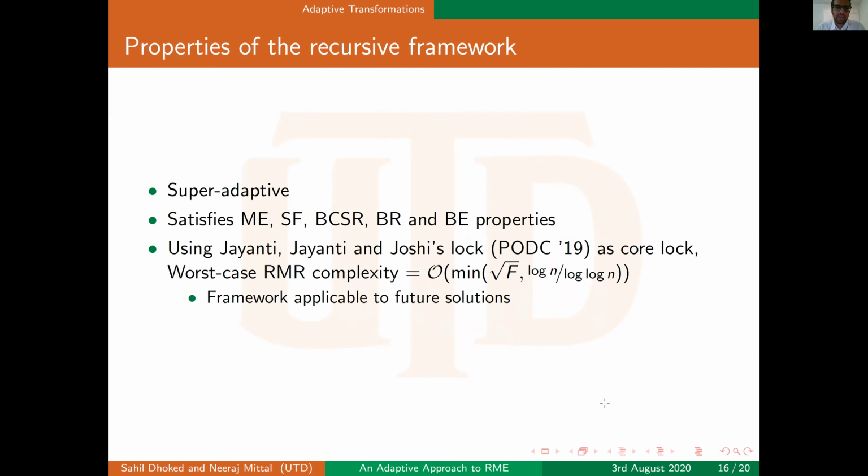Our algorithm, in fact, is super adaptive because it is sublinear in the number of failures, and it satisfies all desirable properties. And if we use Jayanti and Joshi's lock for our algorithm, we get the following RMR complexity, and we can use other future solutions as well for the core lock.